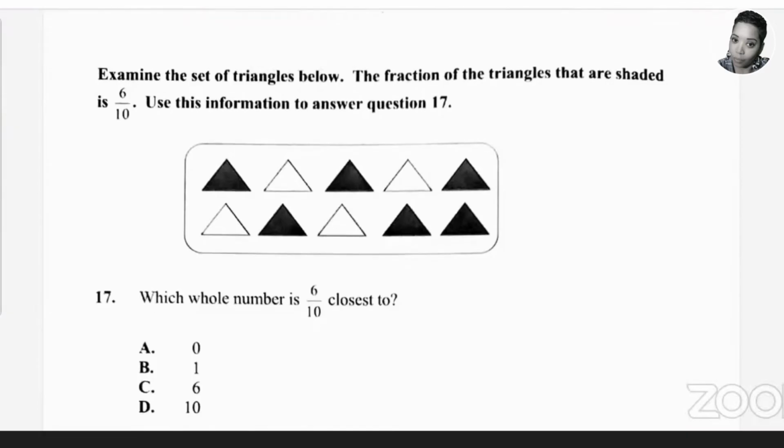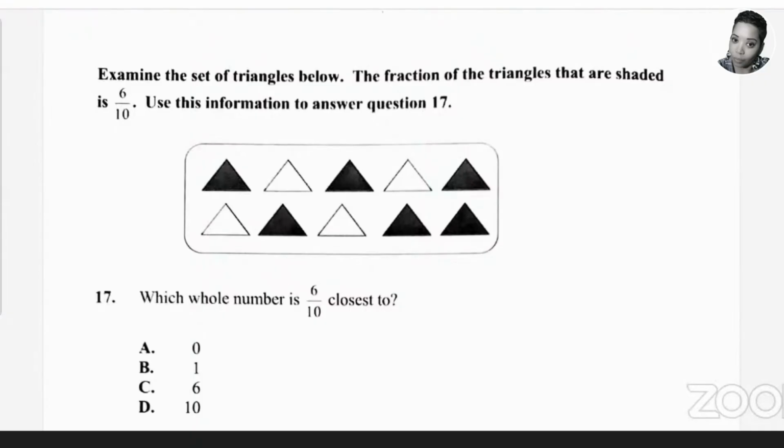All right, so question 17. Examine the set of triangles below. The fraction of the triangles that are shaded is 6/10. Right? 6/10. Use this information to answer question 17. Which whole number is 6/10 closest to? The options are 0, 1, 6, or 10.